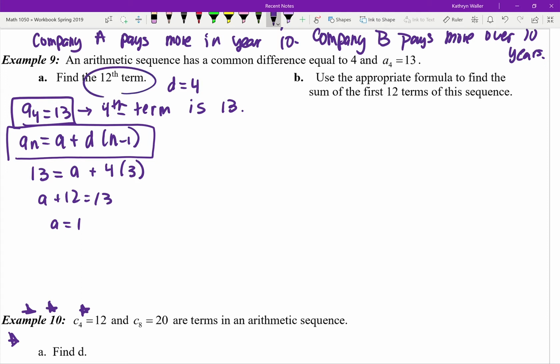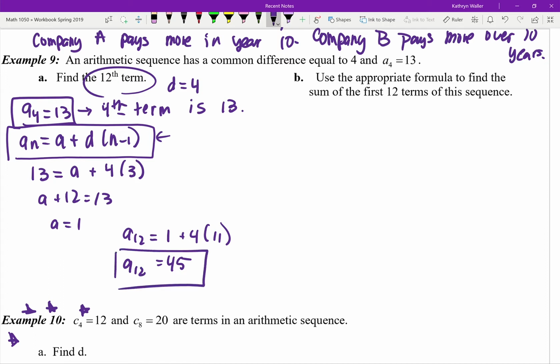Now they want the 12th term. So now it's easy. I just use that same formula. So a sub 12 is the first term, which is 1, plus the common difference, which is 4, times 12 minus 1, which is 11. Multiply that out, and you get 45. So my 12th term is 45.